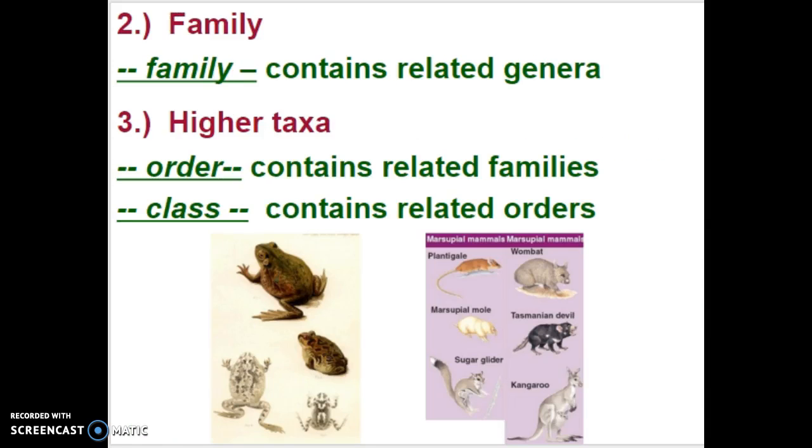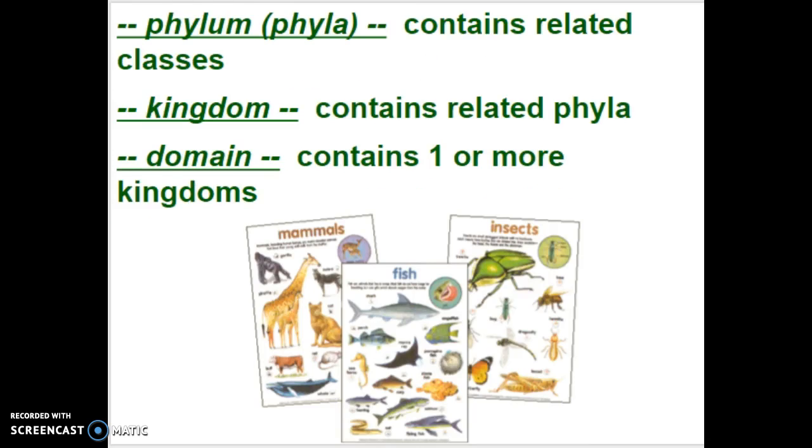A family then contains related genera. And as we go further up, orders contain related families, and a class contains related orders. So now we are getting less specific as we go along. The phylum contains related classes. A kingdom contains related phyla, and the largest category of taxonomy is the domain, which contains one or more kingdoms.